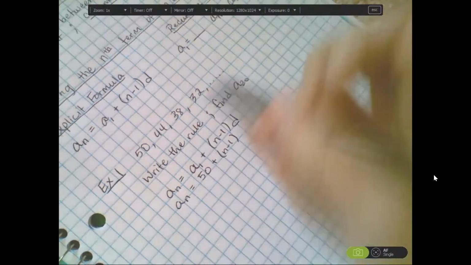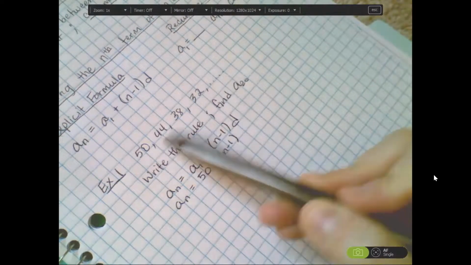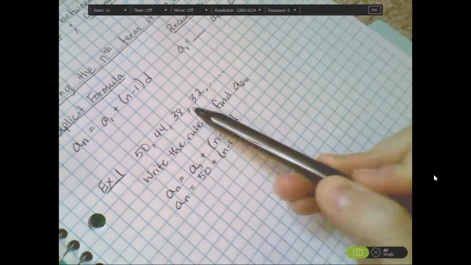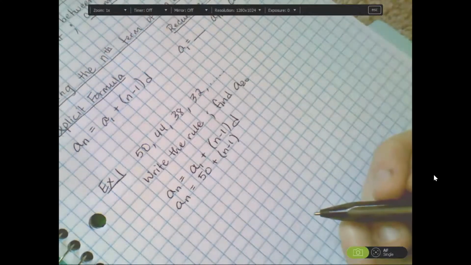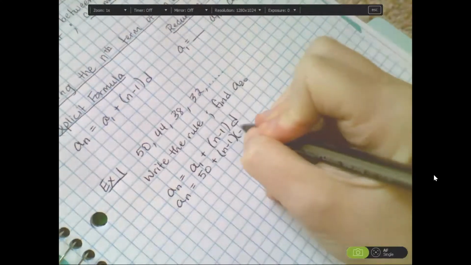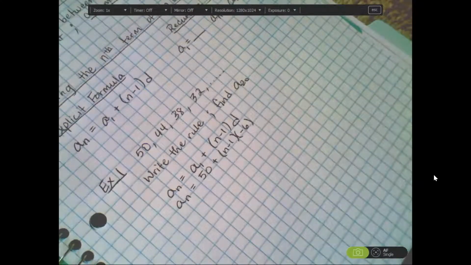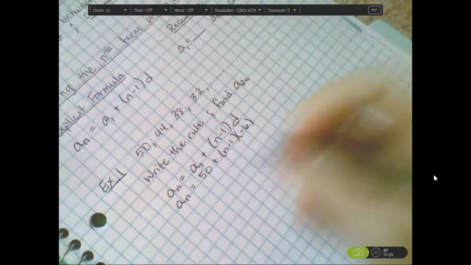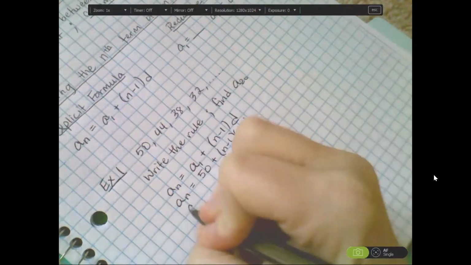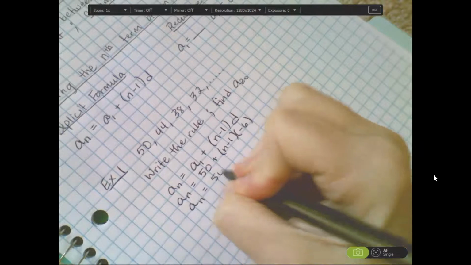And then we can look up here and see, what are they doing each time to go from one number to the next? They're subtracting 6 every single time. So our common difference is going to be a -6. Negative because we're subtracting. And so then we just have to work this out and simplify it a bit. So we've got 50.